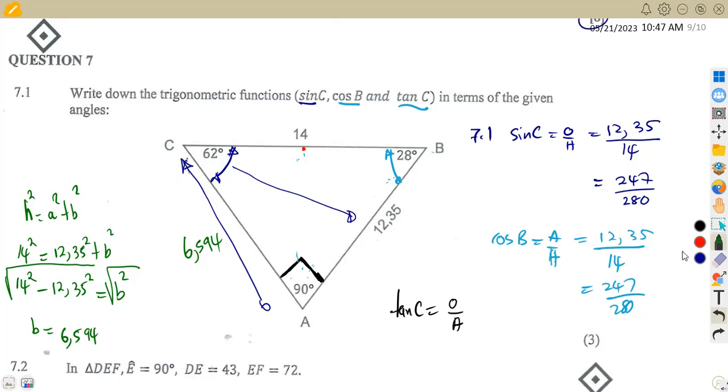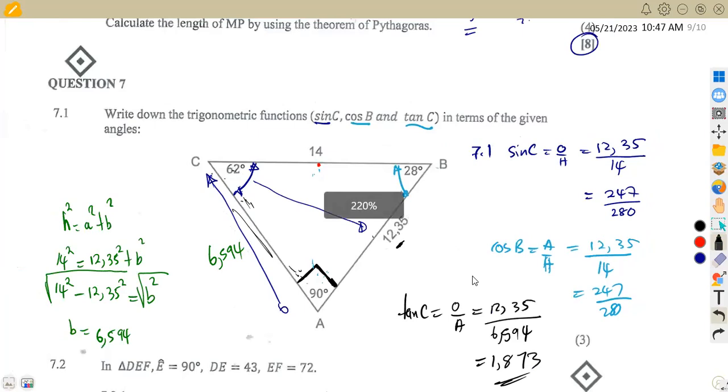Remember, we are saying tan is opposite over adjacent. So the opposite of 62 is 12,35, over the adjacent. According to 62, this is our adjacent now, the one that is sitting with the 90 degrees, which is 6,594. So this is going to give us the tan of C, which is 1,873. All right, so this is how we can evaluate.